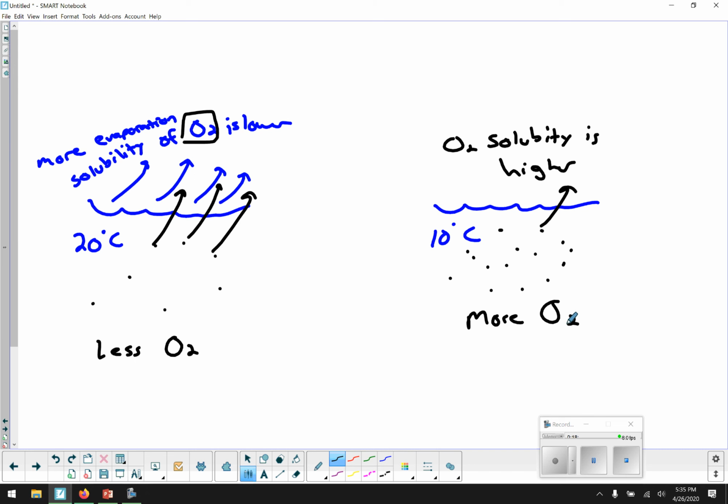And the problem that fish are having is as global temperatures rise, and yes, that's a real thing that's really happening, water temperatures are rising too. And fish that are used to having more oxygen in the water are dying off, and it's not affecting tropical fish as much that are used to having less oxygen in the water.